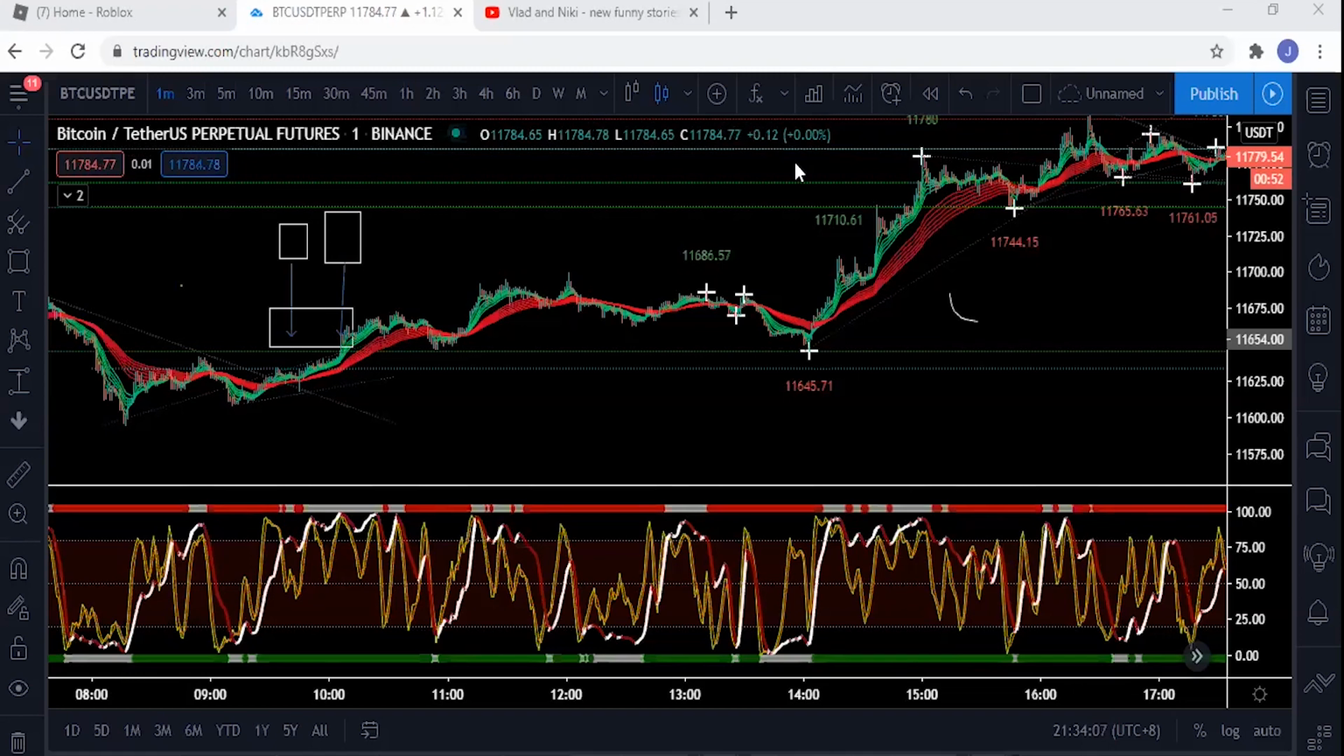If we want to focus on one pair, what is the best pair in the crypto market? The best pair in the crypto market for me is Bitcoin because it is the main coin of all the coins in crypto. So for me, I only trade Bitcoin. I don't trade alts because once Bitcoin moves, the price of alts is affected. They are dependent on the movement of Bitcoin.